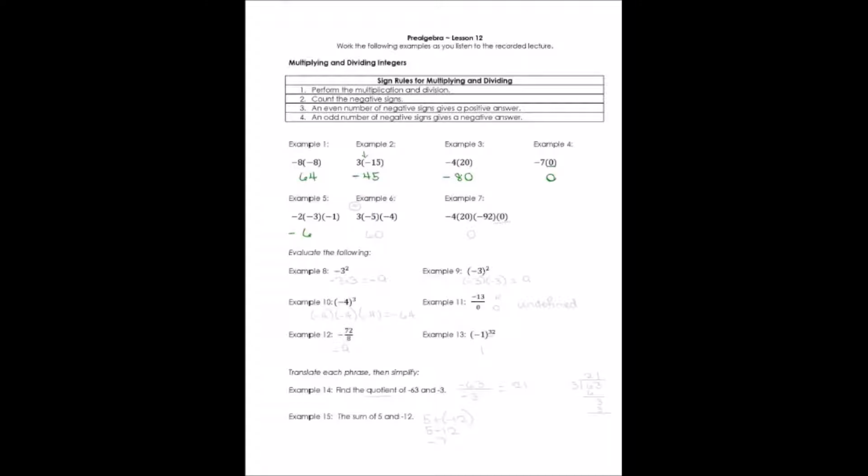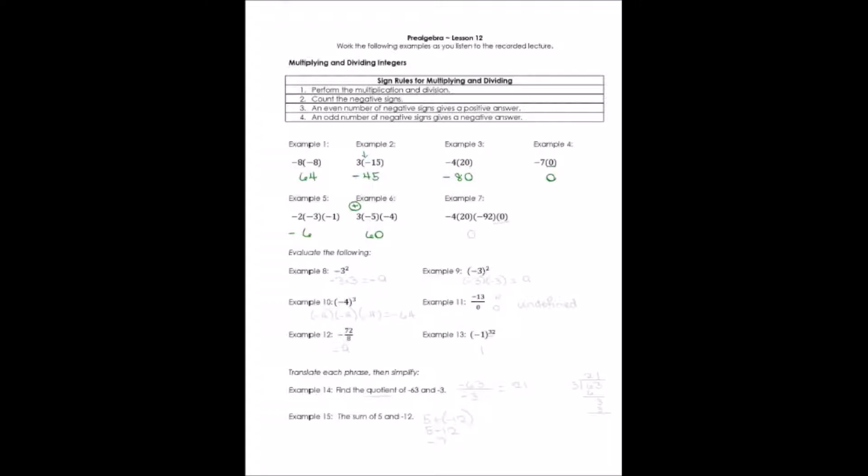Example 6. I've got 3 times negative 5 times negative 4. 2 negatives is going to give me a positive answer. I don't really have to write that down. I just know it's positive. I could put it down and circle it. That way I would have my answer when I got to it. Now let's say 3 times 5 is 15. 15 times 4 is going to be 60. My answer is positive, and I don't have to write it if it's a positive sign.